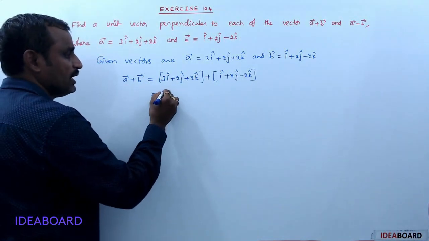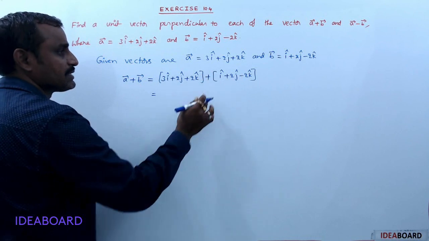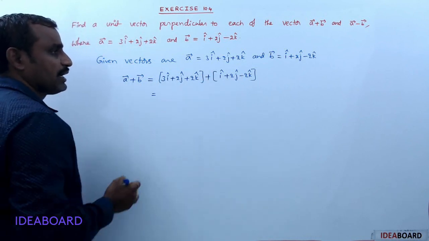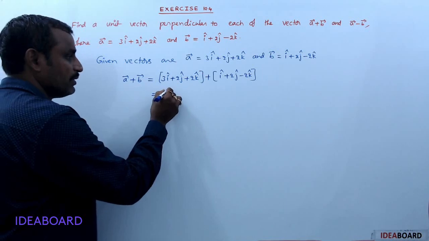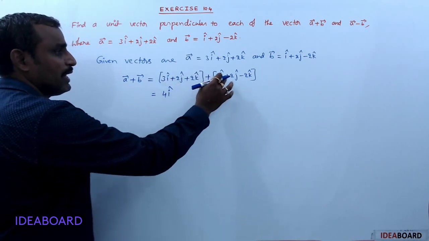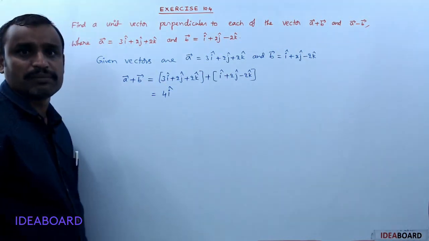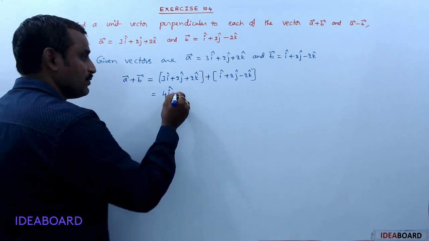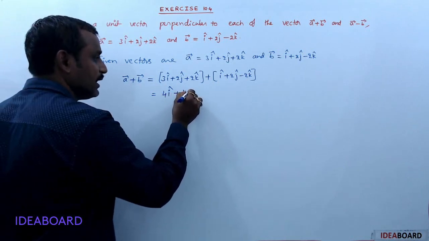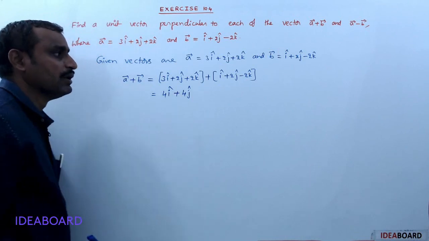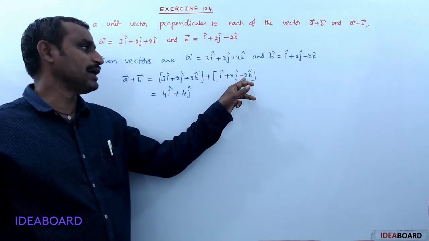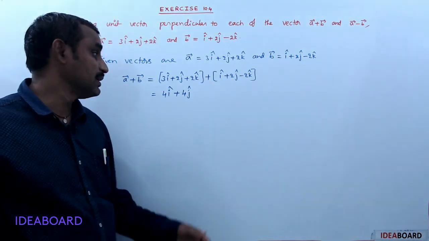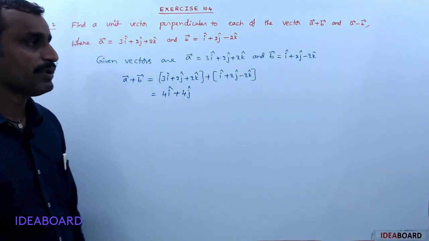So now the i values you can write: 3i cap plus i cap, what is the value? 4i cap. Next 2j plus 2j, 4j cap. 2k minus, positive into negative is negative, so minus 2k plus 2k, both get cancelled. So now this is the a bar plus b bar vector.